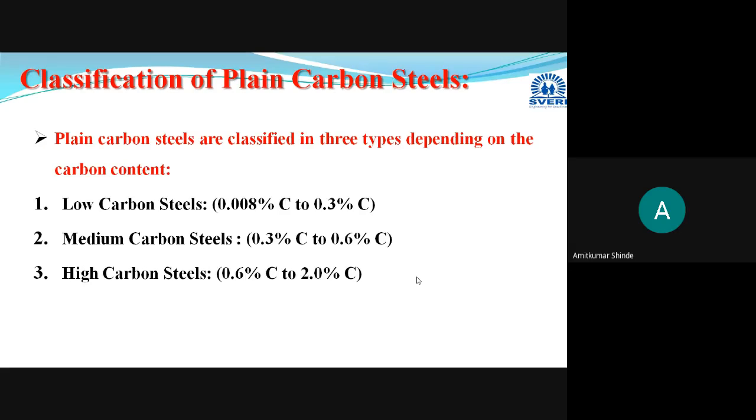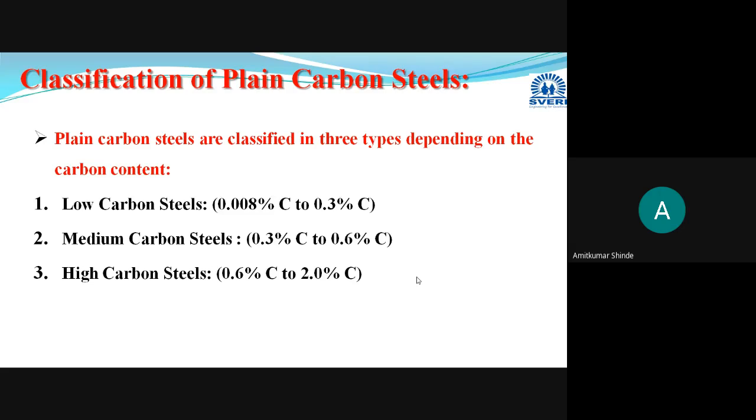Now, plain carbon steels are classified into three different types depending on the percentage of carbon only. The first type is low carbon steel, then medium carbon steel, and high carbon steel. In low carbon steel, the percentage of carbon is in the range 0.008% to 0.3%. In plain medium carbon steels, the percentage is from 0.3 to 0.6%, and in high carbon steel, the percentage of carbon is from 0.6 to 2%. This is the basic classification of plain carbon steel.